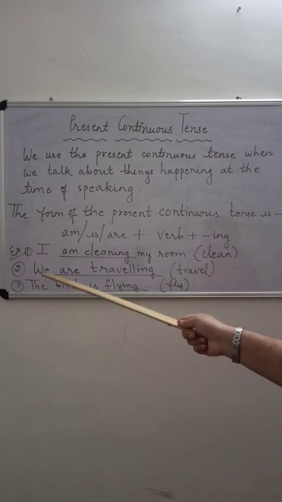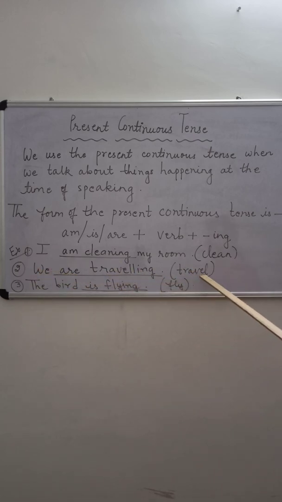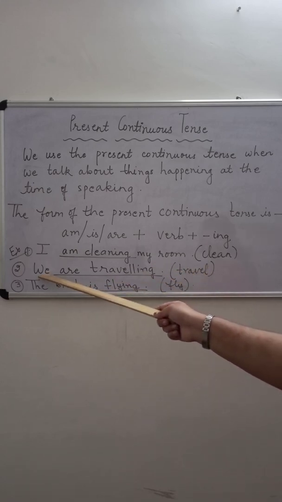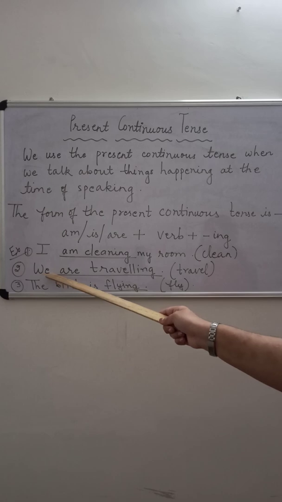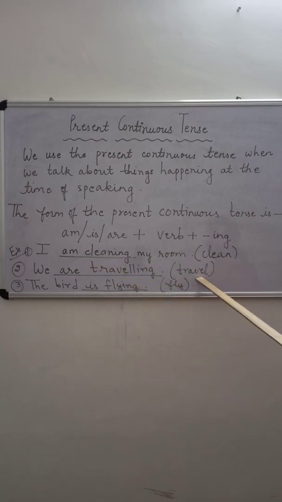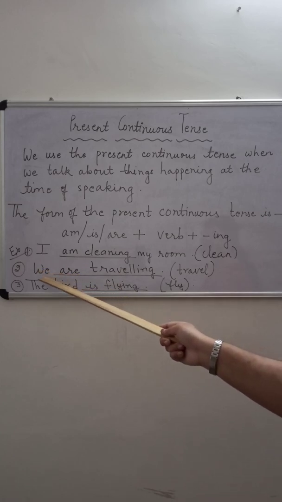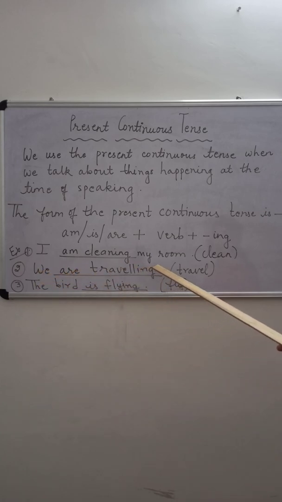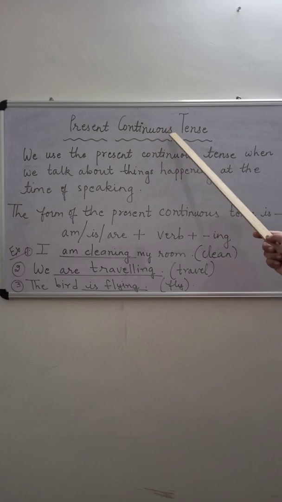Similarly, second sentence, we dash. We have to write the present continuous tense of the verb travel. So we is a plural pronoun, right? So with a plural noun or pronoun, we write are. So first we will write are. Then we will write the ing form of the verb. So travel becomes traveling. So the sentence becomes we are traveling. So this sentence is in the present continuous tense.